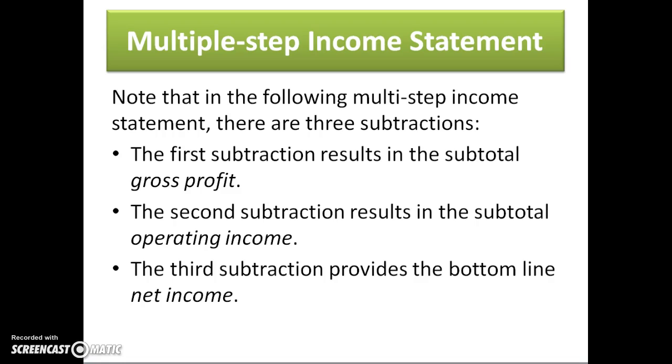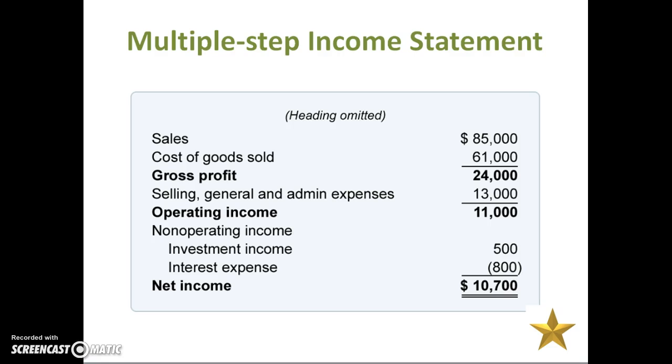The multi-step consists of the first subtraction resulting in a subtotal called gross profit. The second subtraction consists of us generating our operating income, and our third subtraction provides the bottom line net income. Here is an example of what that form would look like. As you see, we have our sales, and we subtract our cost of goods sold to get our gross profit, and then later we subtract our selling and general administrative expenses to get our operating income, and finally we add in our interest income, and then we subtract out our interest expense to arrive at our net income here.